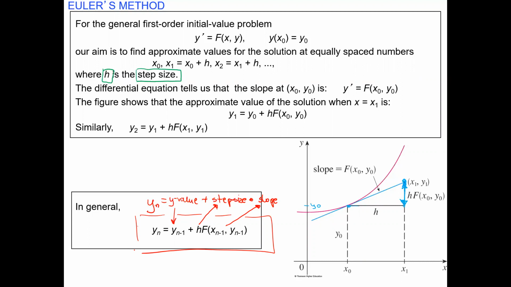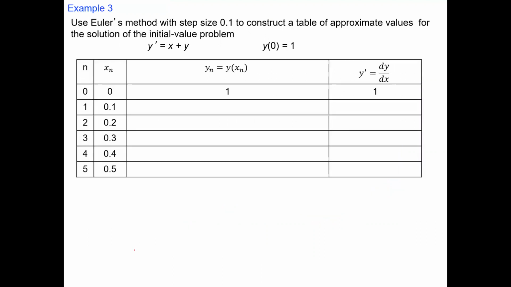Let's take it and compute the same things we just did, but now the step size is 0.1. We will need a little bit of arithmetic. Use Euler's method with step size 0.1 to construct a table of approximate values for the solution of the initial value problem y prime equals x plus y, y at 0 equals 1. If x is 0, y is 1, the slope is x plus y, 0 plus 1 is 1.